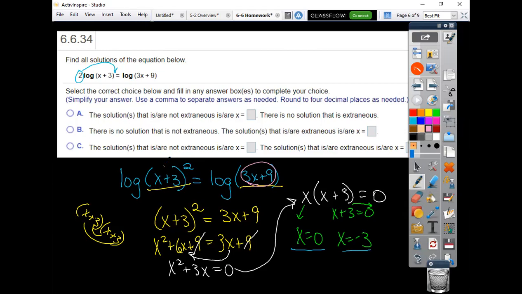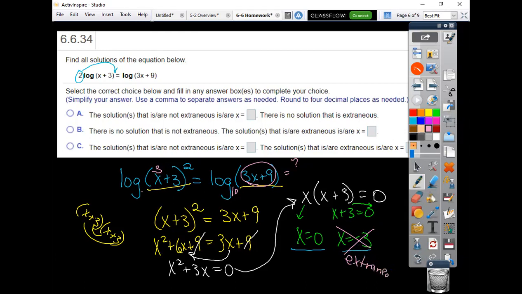If I put the -3 in here, though, so 10 to what power equals 0? And that's not possible. So really, that comes out to be a log base 10 of 0. And there is no, remember, the answer to this is a power. 10 to what power equals 0? That's not possible. So this is an extraneous solution.